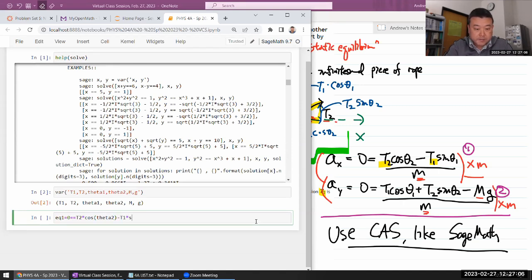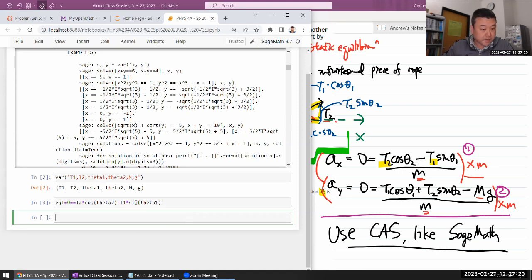Minus T1 times the sine of theta 1. Okay, and I'm going to write down a version of the equation where I've already multiplied it through by m, so I'm not going to write m at all. So when I do this, okay, it doesn't complain, so I'm going to assume it's right.